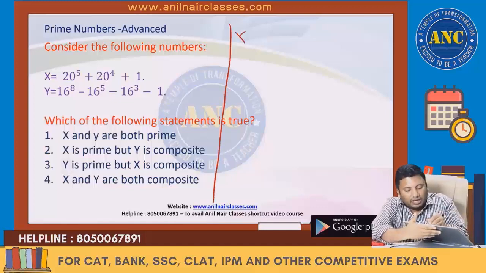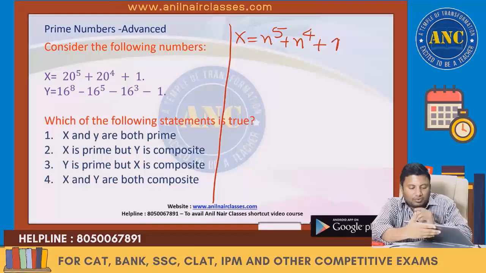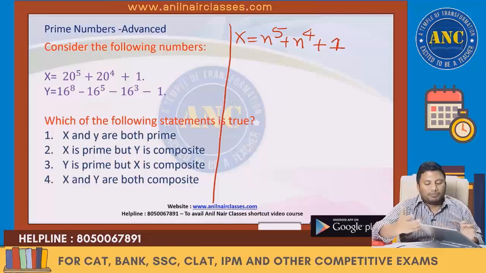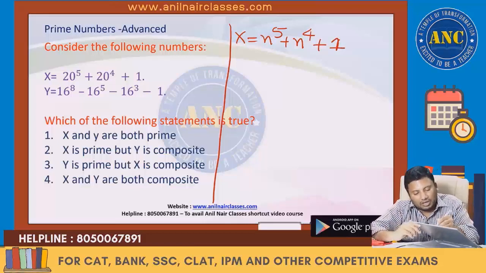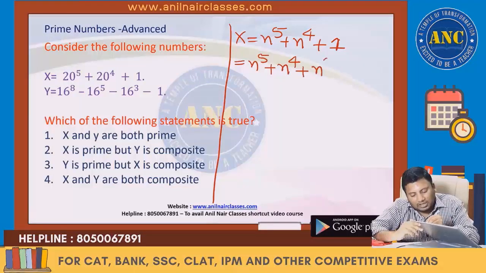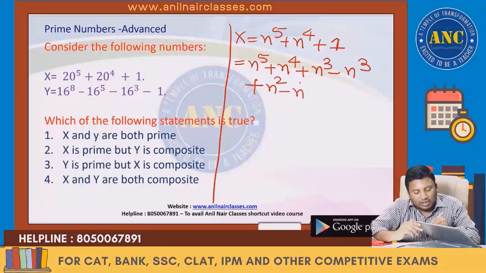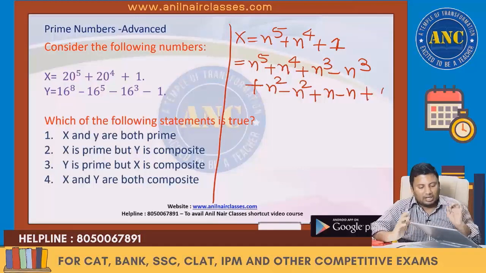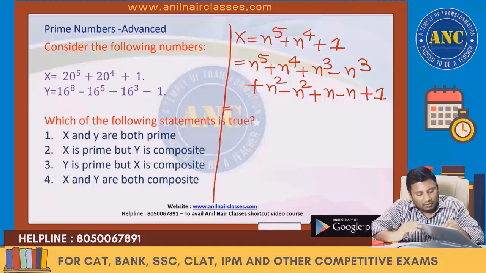Forget about 20. I will take this series: n power 5 plus n power 4 plus 1. Can I write this as n power 5 plus n power 4 plus n cube minus n cube plus n square minus n square plus n minus n plus 1? I'll tell you why I am doing it.